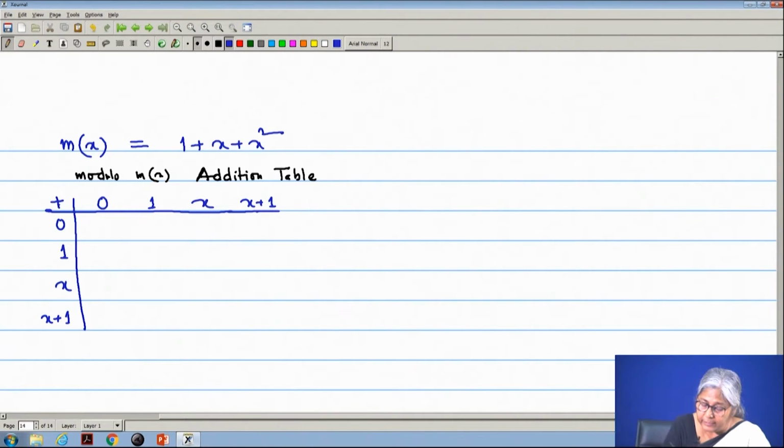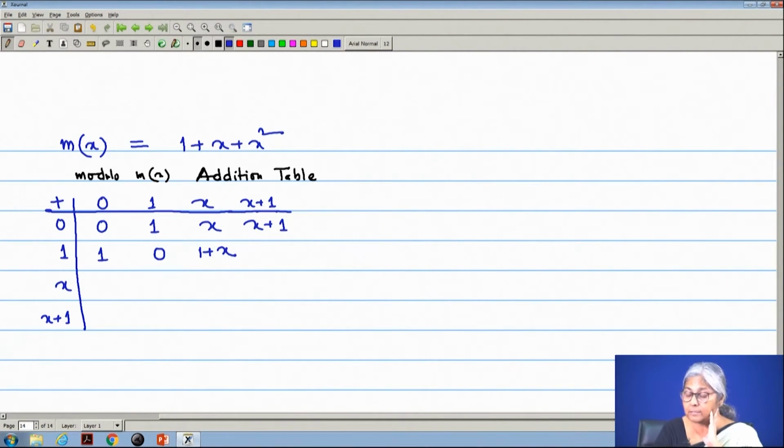I am doing modulo addition. So, 0 plus 0 is 0, 0 plus 1 is 1, x, x plus 1, simple polynomial addition. 1 plus 0 is 1. Now, 1 plus 1 is 2, and this becomes 0 because it is modulo 2 addition. Now, 1 plus x. Now, 1 plus x plus 1. So, x plus 1 plus 1 is 2, because coefficient arithmetic is modulo 2, so this becomes x because 1 plus 1 cancelled. Then x plus 0 is x, x plus 1 is x plus 1, x plus x again will cancel. Then x plus 1, this becomes 1, x plus 1, then this is x, this is 1, this is 0.